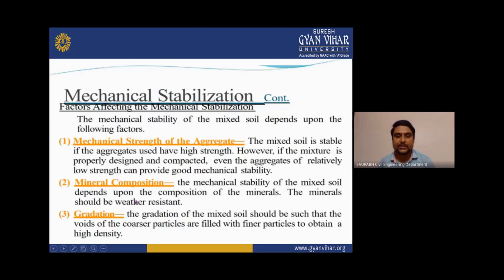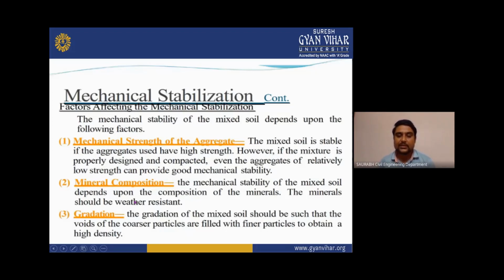Here is mechanical stabilization, and we will see what factors affect it. The mechanical stability of mixed soil depends on the following factors. Mechanical strength of aggregate: the mixed soil is stable if the aggregate used has high strength. However, if the mixture is properly designed and compacted, even aggregate of relatively low strength can provide good mechanical stability. Mineral composition: the mechanical stability of mixed soil depends upon the composition of the minerals. The minerals should be weather resistant.